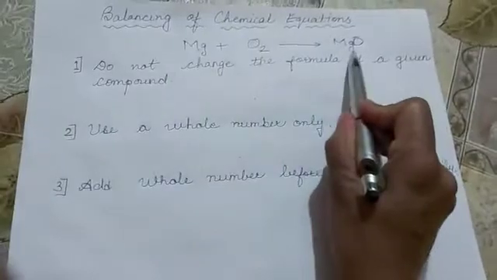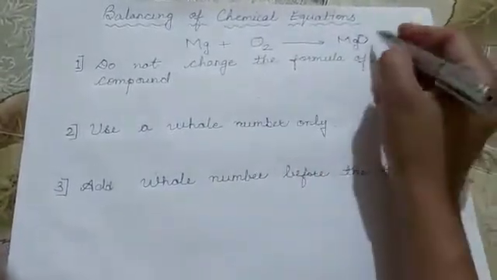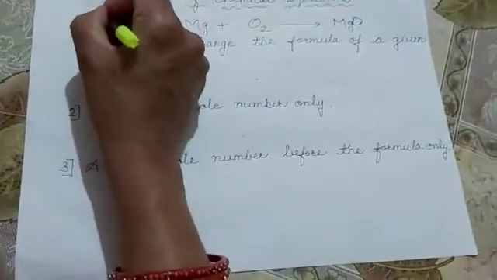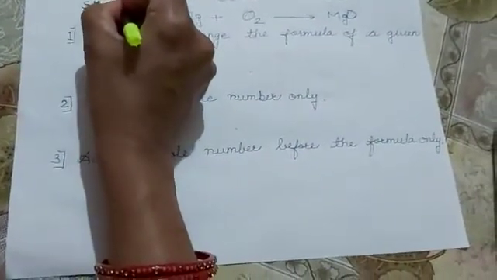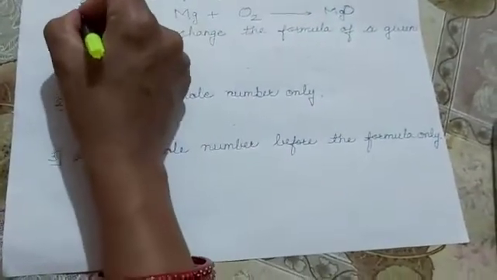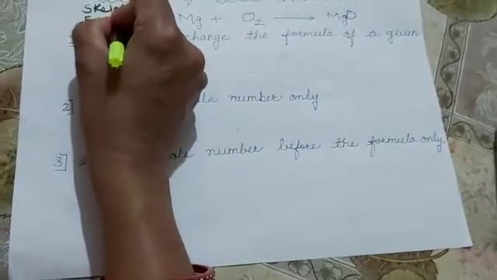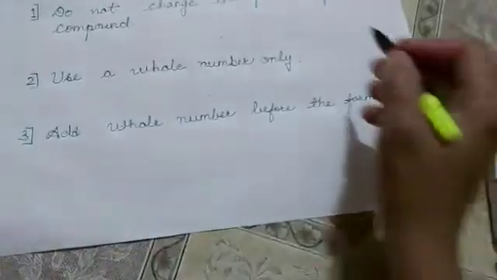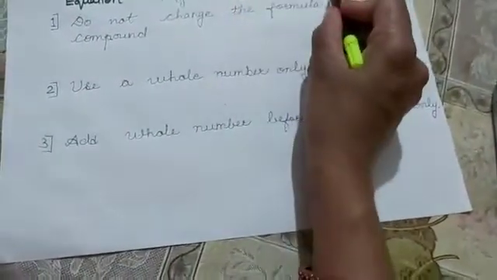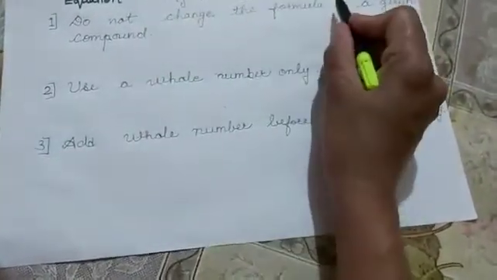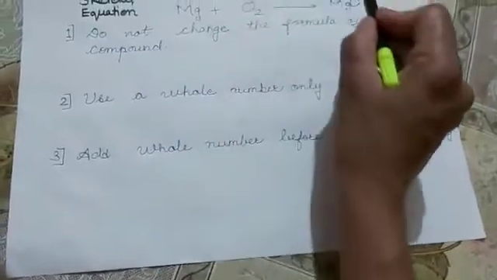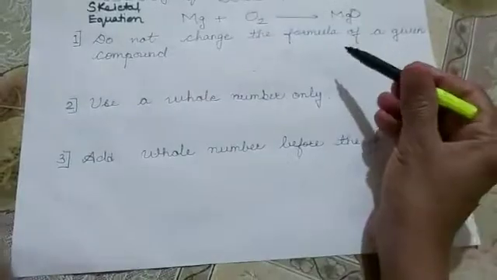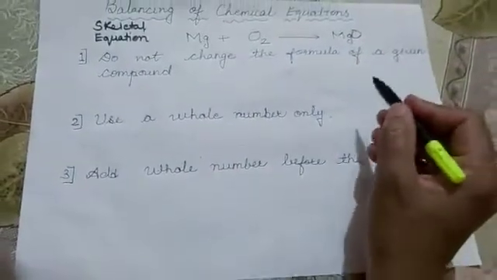Such kind of equation, as you know very well, will be considered as a skeletal equation. This kind of skeletal equation we need to balance. So our ultimate aim is to equalize the number of atoms of each element on both sides of the equation, that is on the reactants as well as on the product side. Before doing this, we need to keep a few points in our mind.